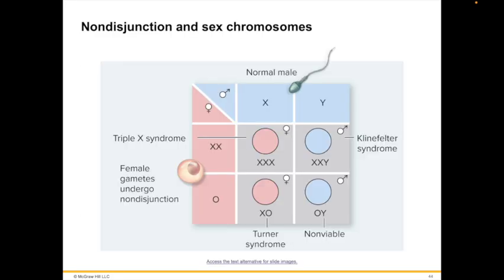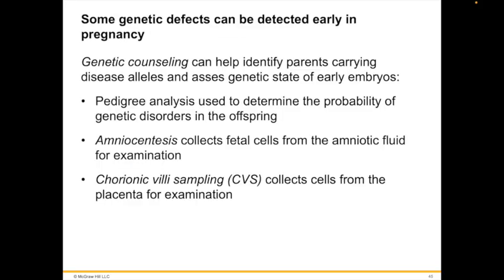This shows non-disjunction and sex chromosomes. Although most genetic disorders cannot be cured, progress toward successful therapies is being made in many cases. In the absence of therapy, one approach to cope with genetic diseases is prevention. Genetic counseling can help to identify parents carrying disease alleles, and prenatal testing can assess the genetic state of early embryos.